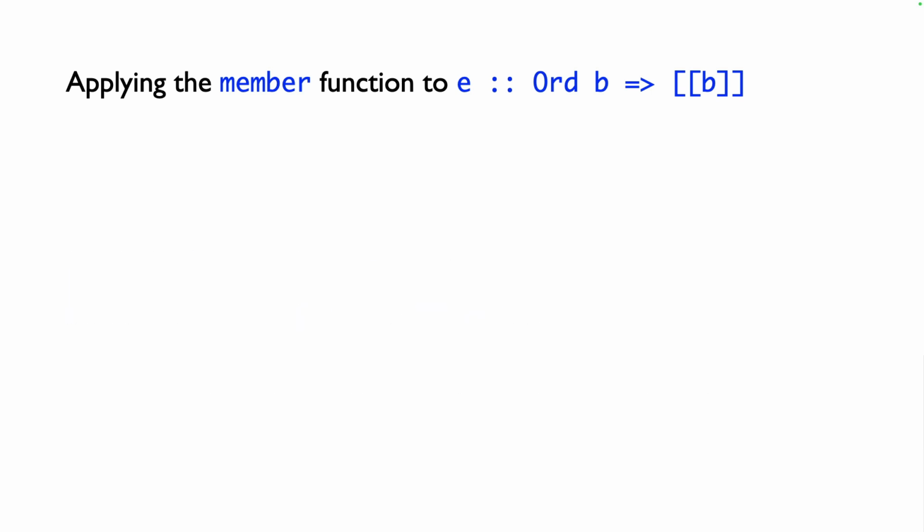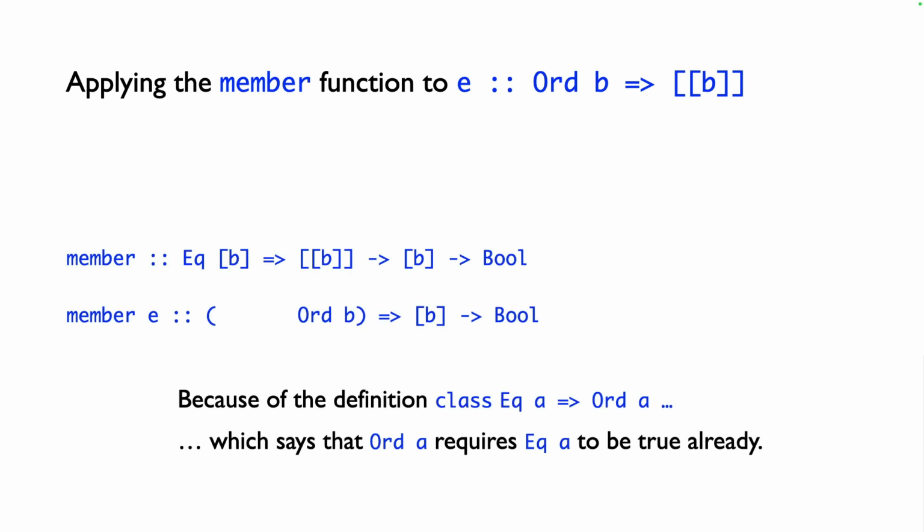But we can also get rid of that equality on B completely, because the definition of the class of ordering says in order to be in the Ord class, you have already to be in the equality class. So if we know Ord B, then that means EQ of B must be true already. So we don't have to worry about EQ of B. So in fact, we can simplify this so that all we require is that B is ordered and we have a function from list of B to bool.